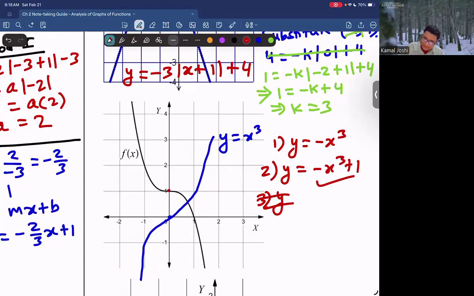How do I know it has not been stretched? It goes 1 unit for 1 unit, which is what happens in the old graph also. If you go 1 unit left or right, you are going 1 unit up or down. That is the same thing in the parent graph. So that's the equation. Okay, I'll pause here.